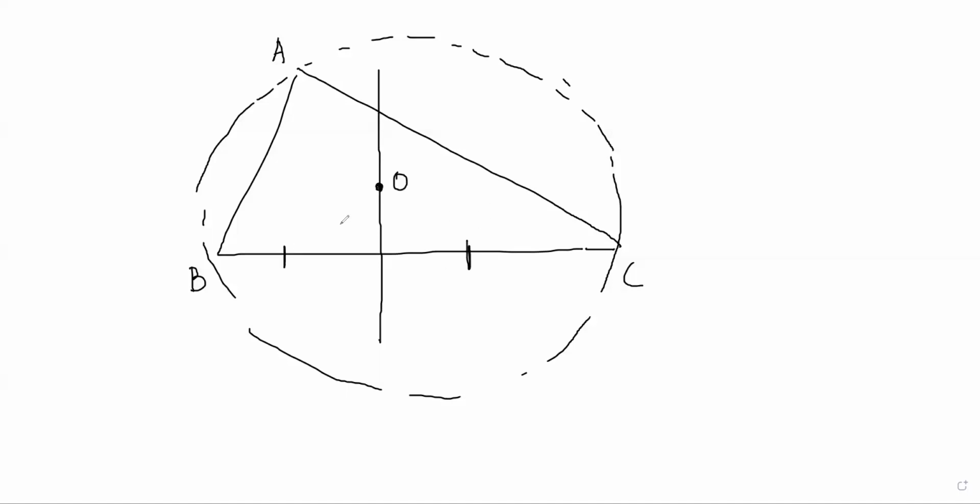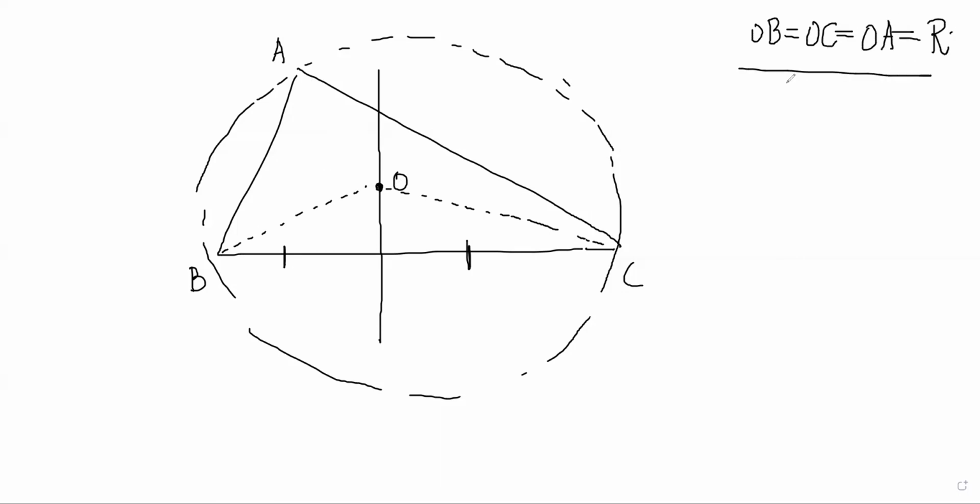Let's say this is my point O. I'm not drawing the other one so that the figure is clean. But the point is that OB is equal to OC is equal to OA, right? Yes, sir. And that distance is known as capital R. Radius. Yes, sir. Okay. Now look at this circle, and we know that the center of the circle is O, right? Yes, sir.